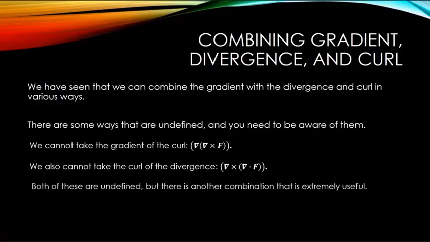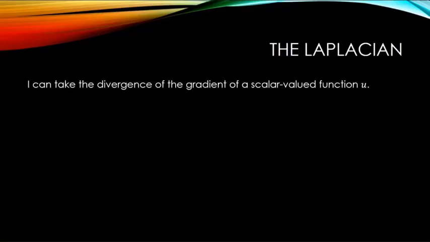Both of these are undefined, but there is another combination that will be extremely useful. It's called the Laplacian. I can take the divergence of the gradient of a scalar valued function u. This means I can take del dotted with del applied to u, which just gives me del squared u. This is called the Laplacian of u. Let's see what it looks like.